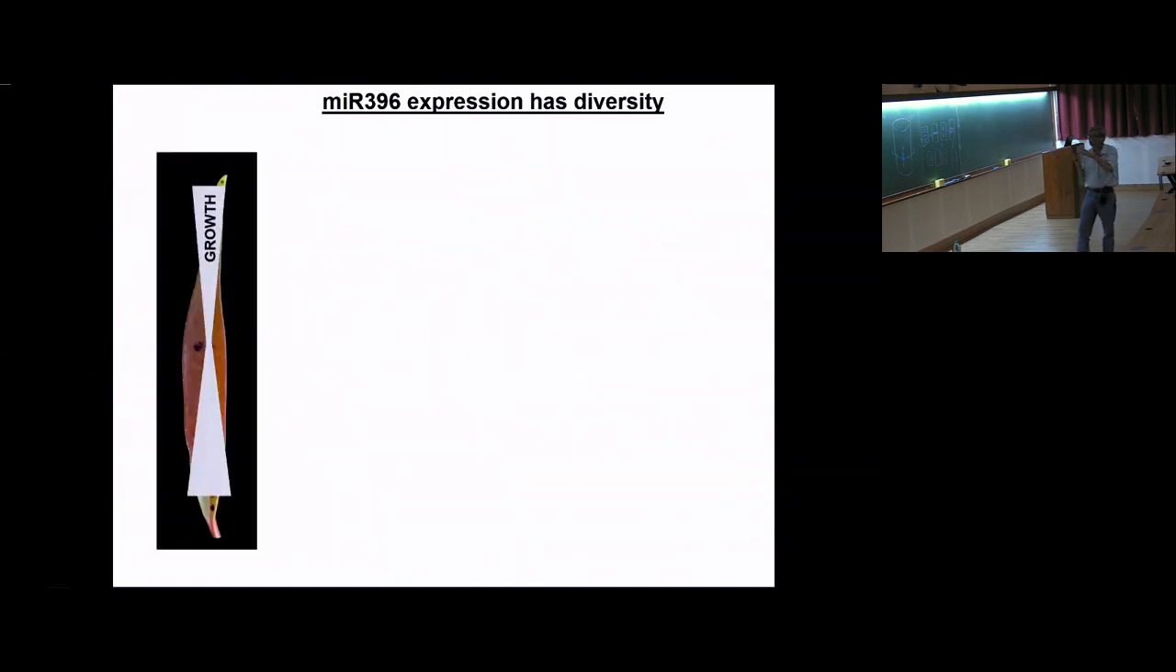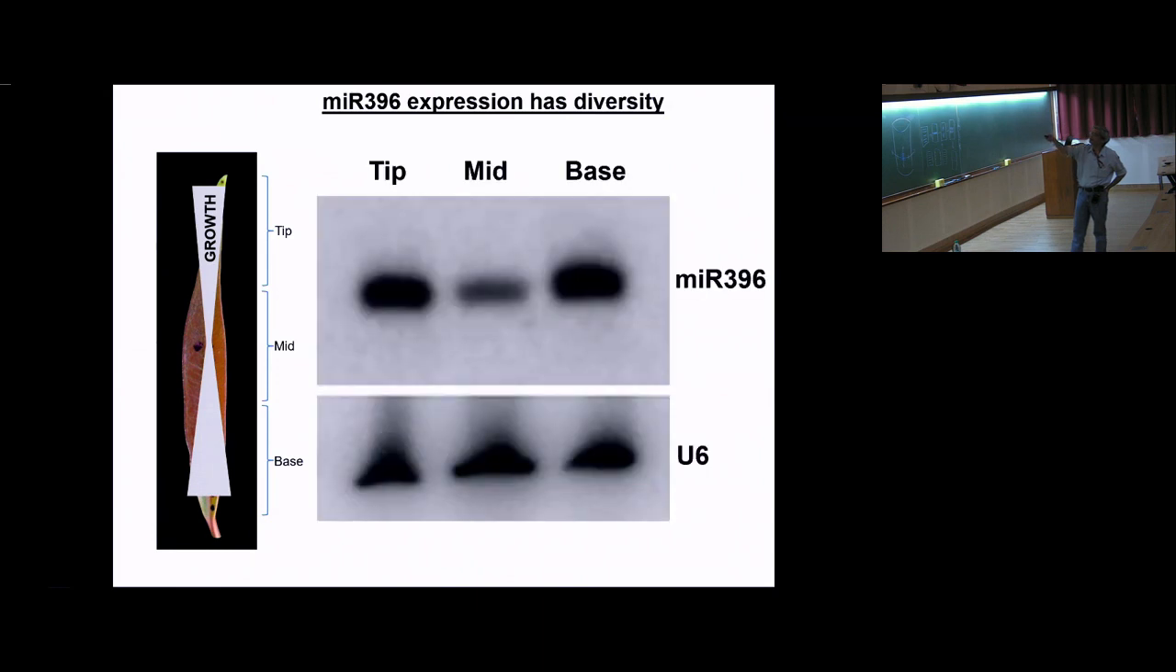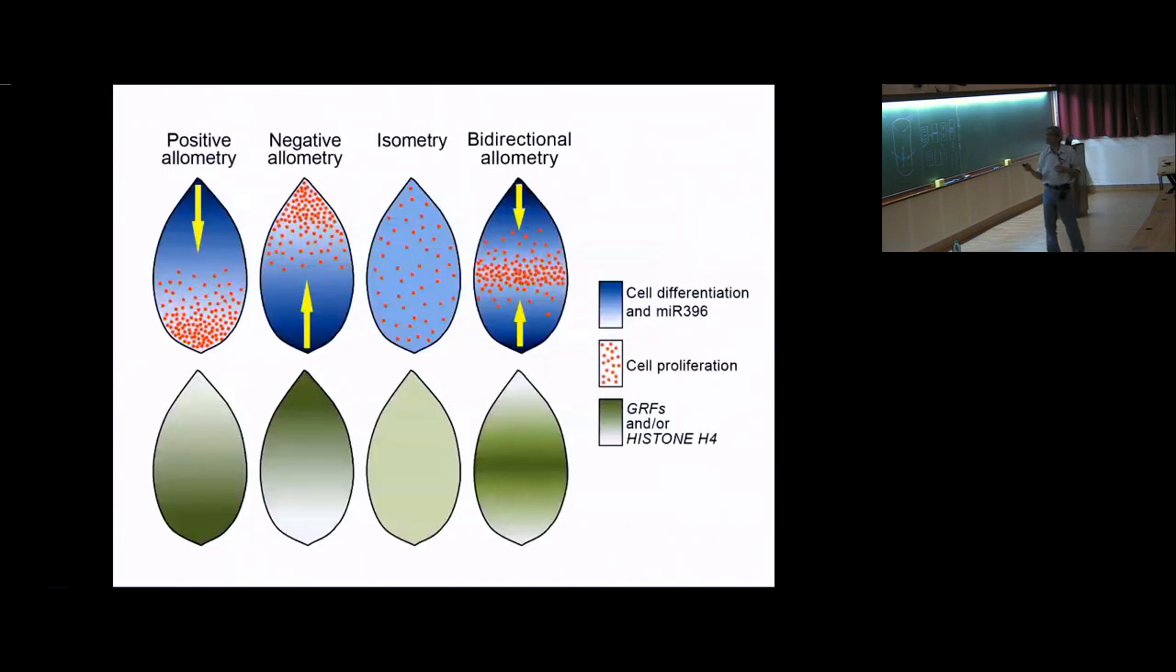But there is this another freak, weird leaf, which has mixed allometry. So here, what is the expected expression polarity of the MIR396? Here, you can't cut into half. So you cut into thirds: tip, mid, and base. And you see there is more microRNA here, more microRNA here, and less at the tip. So in all, 4 different groups, there is a strong correlation.